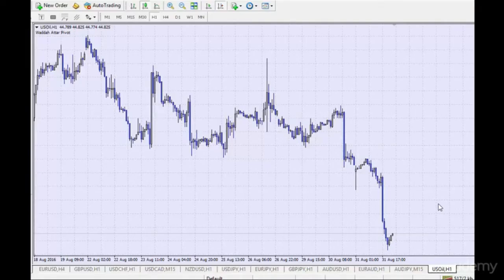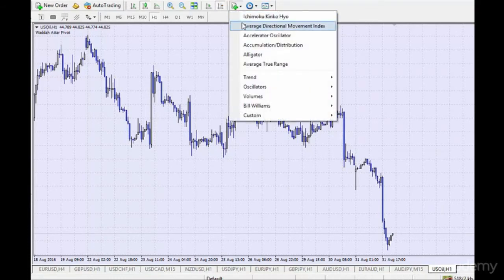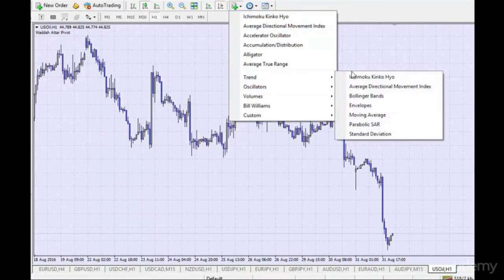Now we'll be looking at the ADX indicator. This is another very good indicator that you can use as a beginner trading Forex. It's the average directional movement indicator. You can find it in trends. Go to trends and you can find the average directional movement indicator.